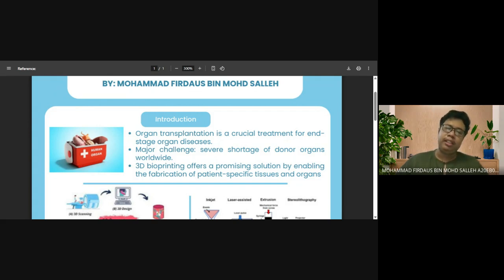The major challenge is that we currently face a severe shortage of donor organs worldwide. The number of organs and the number of patients do not correlate. The number of patients is higher than the number of organ donors who are currently able to donate organs.